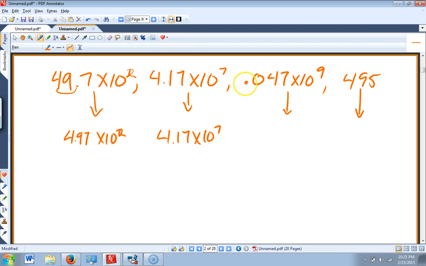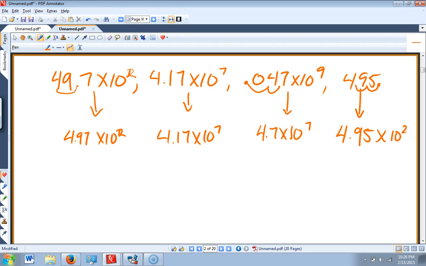And now this one, we're going to move this back, right? We're going to make it 4.7. So it's moving back 2, which means we need to make this number 2 smaller, right? Because we made our number bigger. So in order to make up for it, this guy is going to have to be smaller. So it's going to be 4.7 times 10 to the 9 minus 2, because we moved it 2 places, 10 to the 7th, okay? And then 495, I'm going to write that as a number between 1 and 10, 4.95, okay? So it's moving 2 decimal places, times 10 to the second.